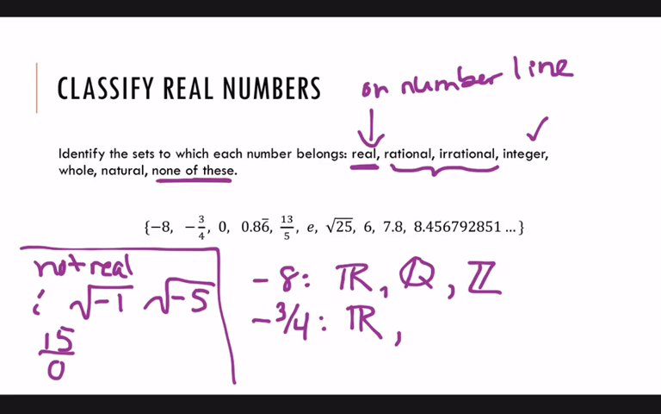Okay, yes it is. It's a fraction of integers. Okay, integer. Right, well no, it's not an integer. Right, so we stop there. If it's not an integer, then automatically it's not whole or natural or any of the other ones.